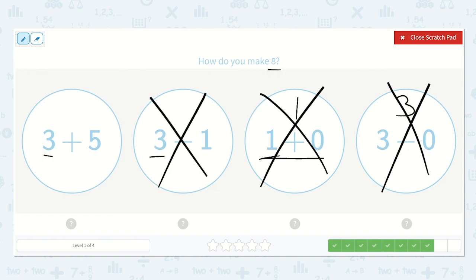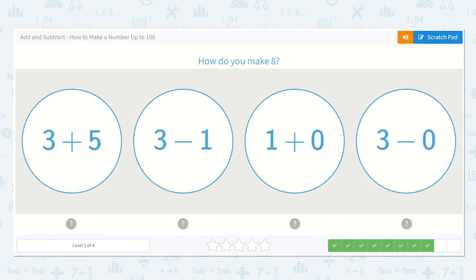Here we have 3 plus 5. Let's make sure this is the correct one. 1, 2, 3 plus 1, 2, 3, 4, 5. 1, 2, 3, 4, 5, 6, 7, 8. That's what we were looking for.